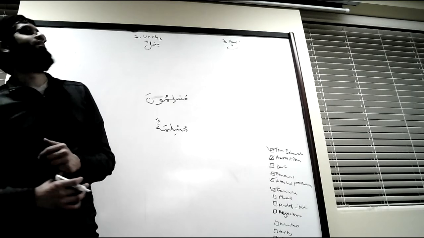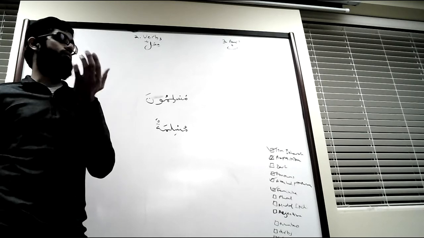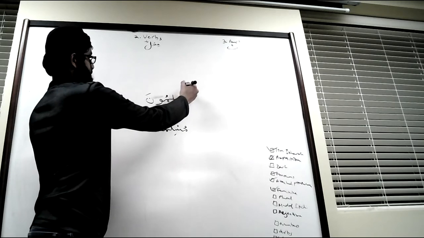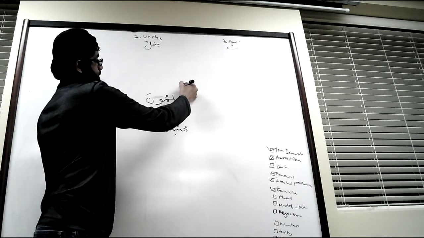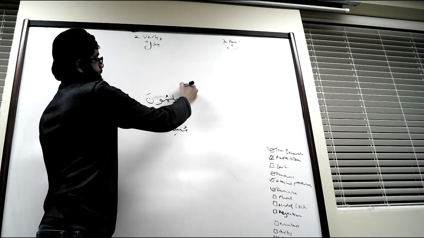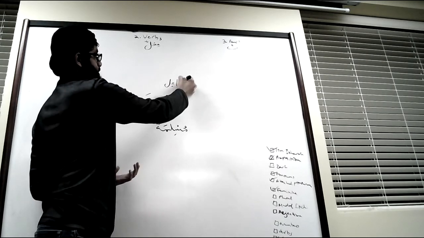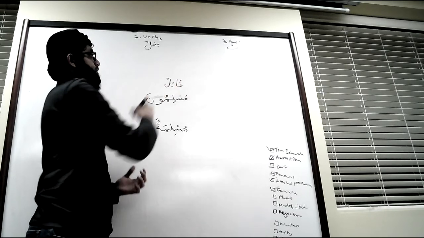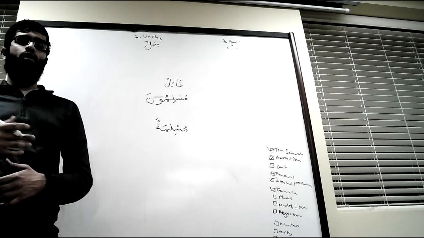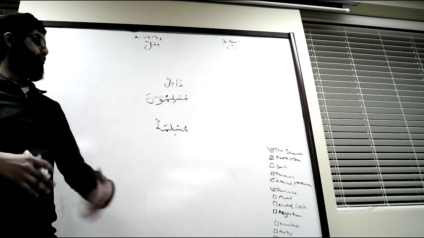What was the other one I was thinking of? Let's say I said fa'il. Fa'il is just someone who does something. So make it plural. Fa'ilun, right? So add a wow and a noon, so you just make it plural.